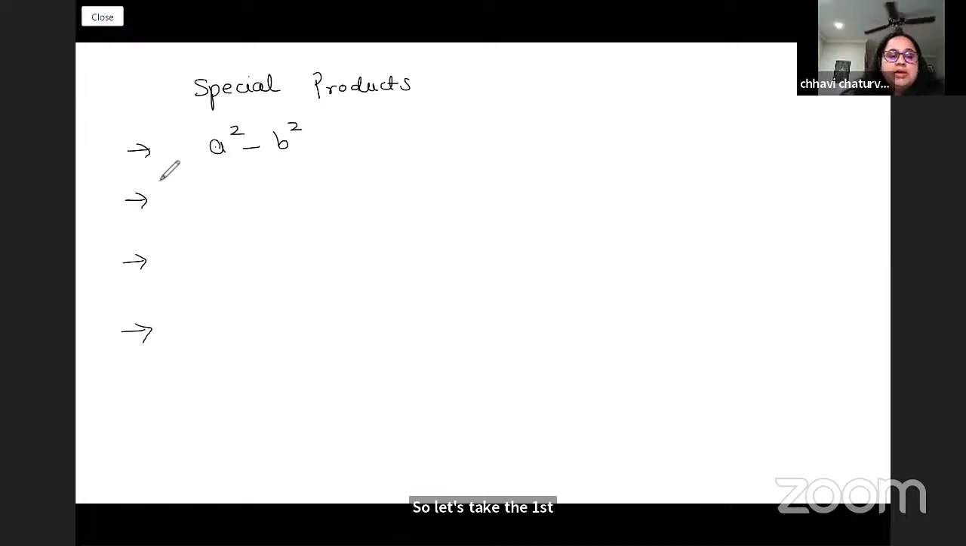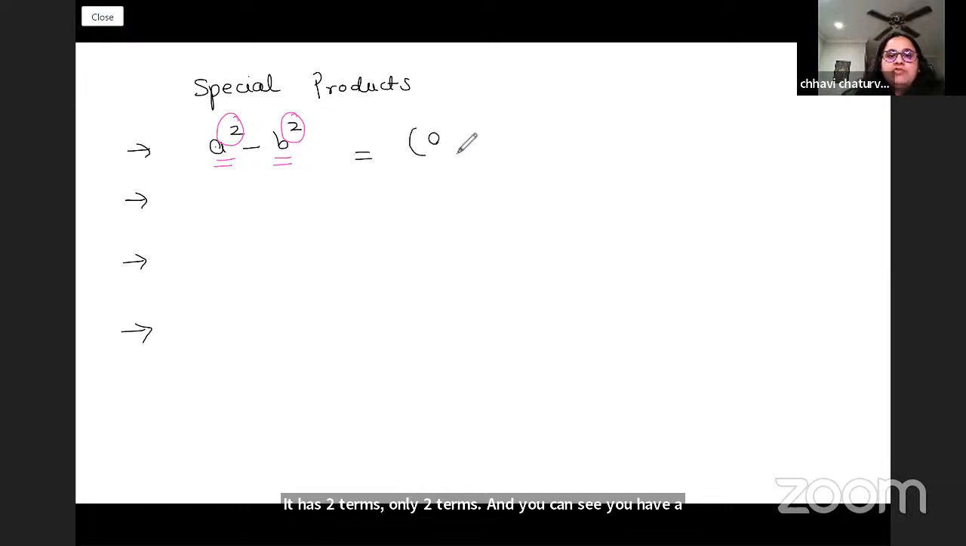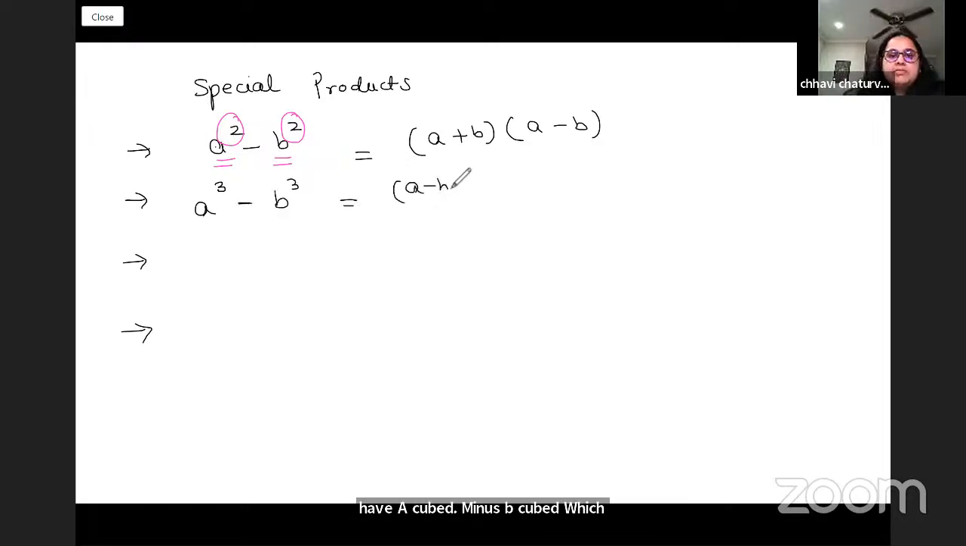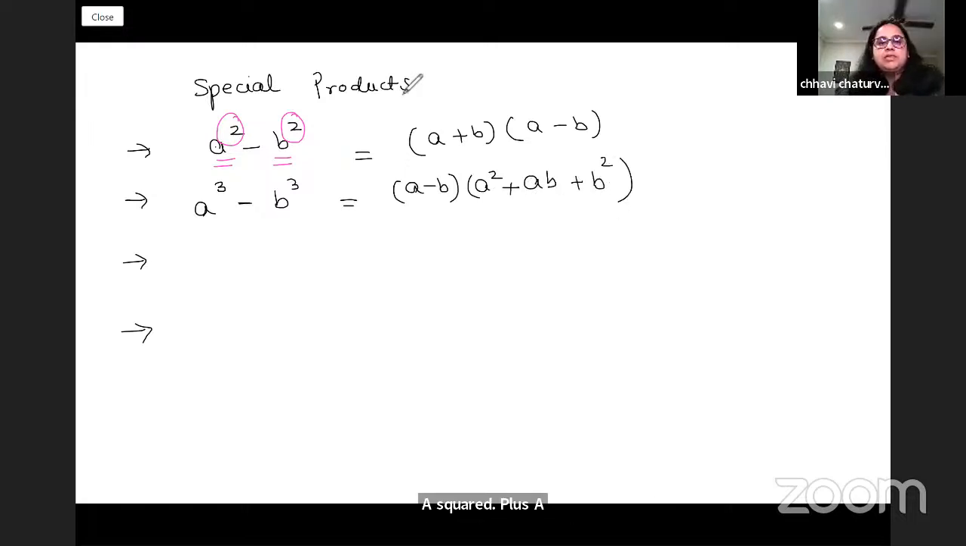It is a binomial. What does a binomial mean? It has 2 terms, only 2 terms. And you can see you have a square sign here. So the factors of a squared minus b squared are a plus b and a minus b. Then you have a cubed minus b cubed, which is a minus b times a squared plus ab plus b squared.